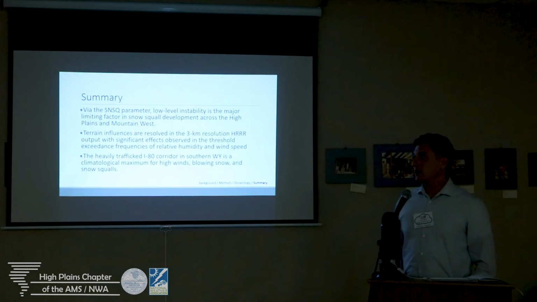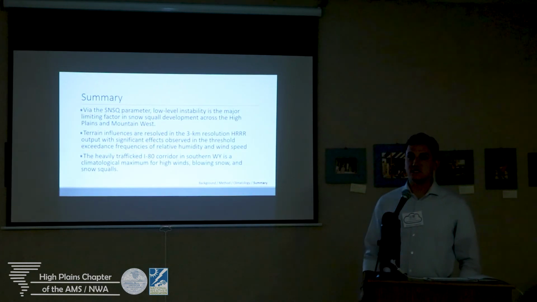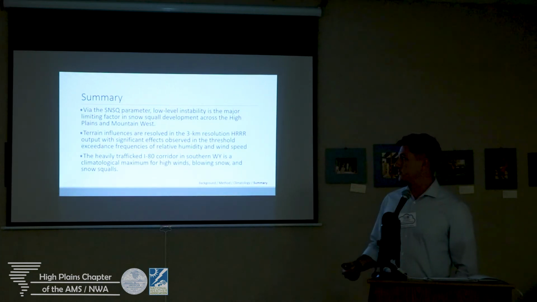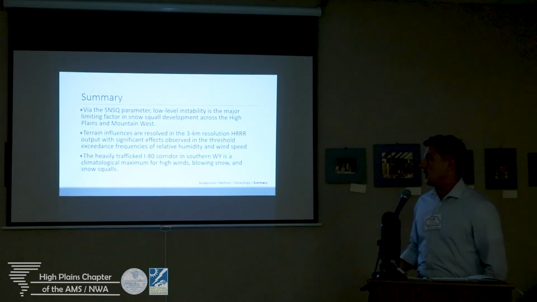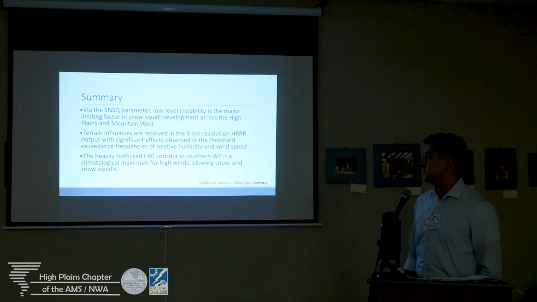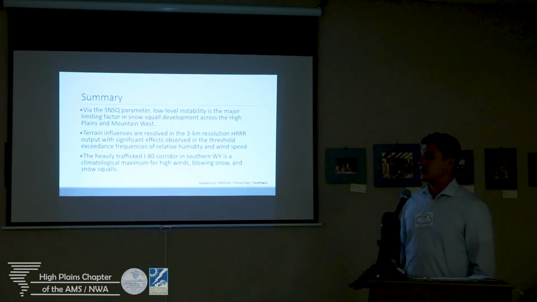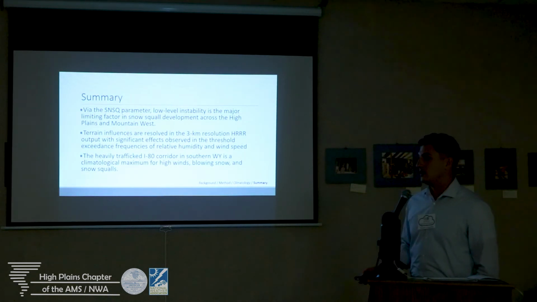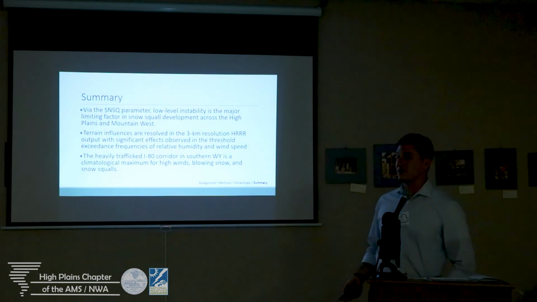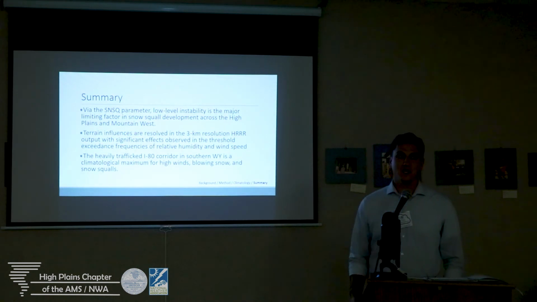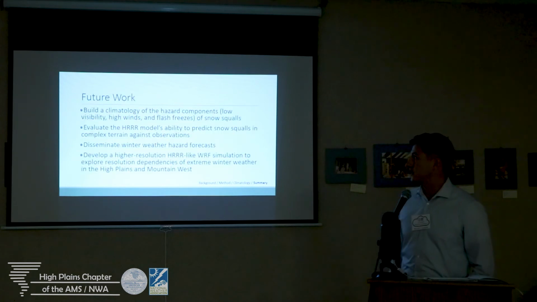So in summary, via the snow squall parameter, low-level instability seems to have the most limiting effect on snow squall development across the High Plains and Mountain West. Terrain influences are resolved within the 3-kilometer HRRR, which is what we were hoping to find. And those effects are observed in the threshold exceedance frequencies of relative humidity and wind speed. And then finally, the heavily trafficked corridor in southern Wyoming is a climatological hotspot. We knew this of high winds, blowing snow and snow squalls, but it's nice to see it via the snow squall parameter in the study.